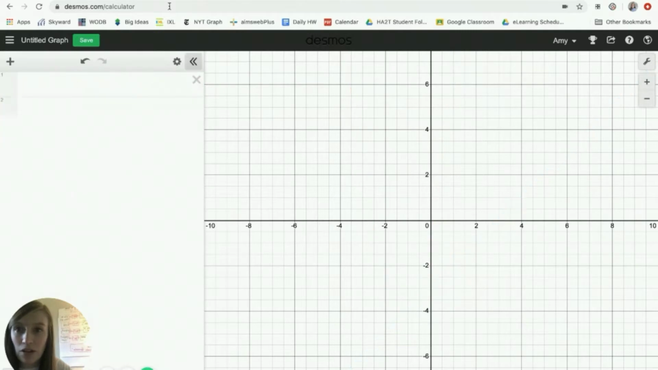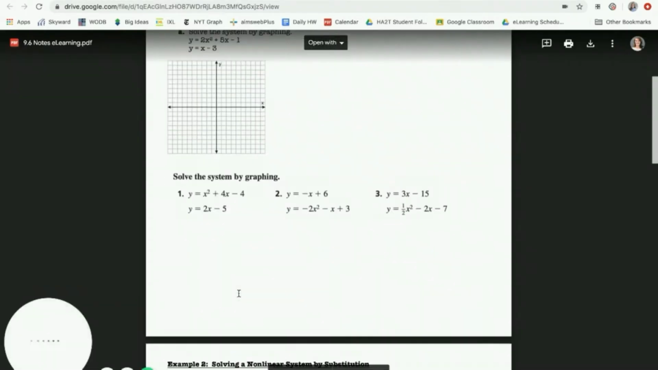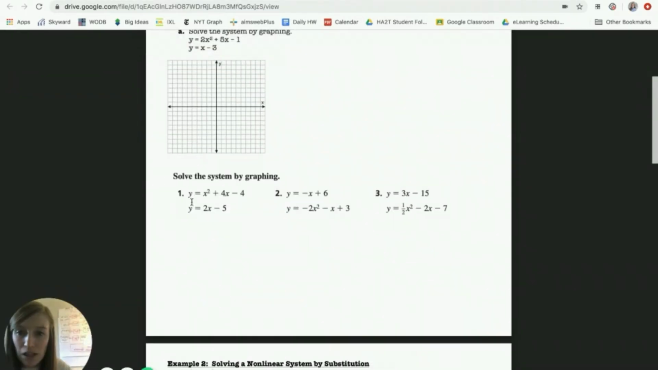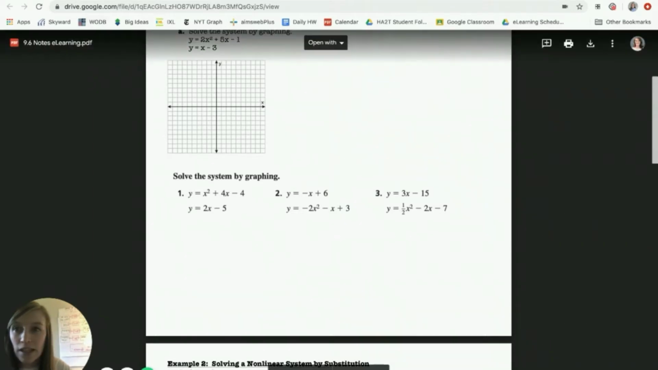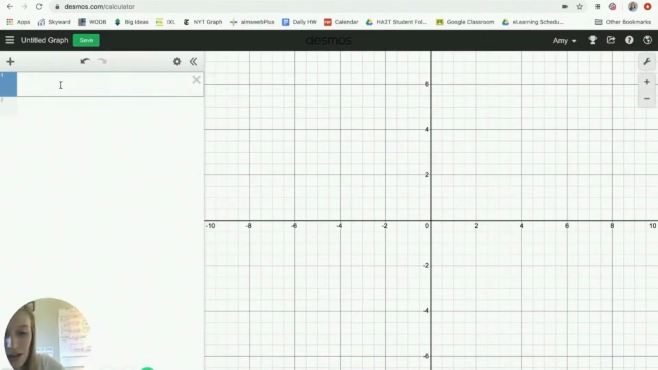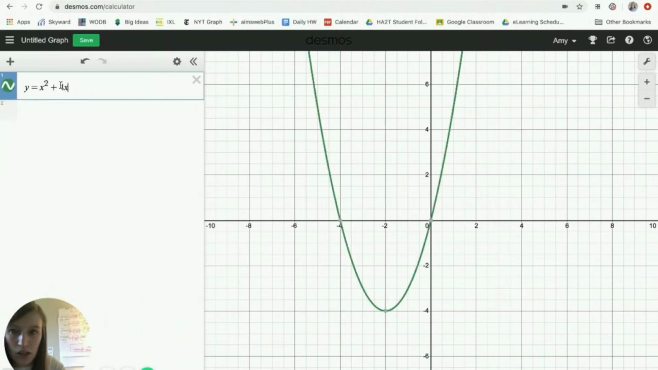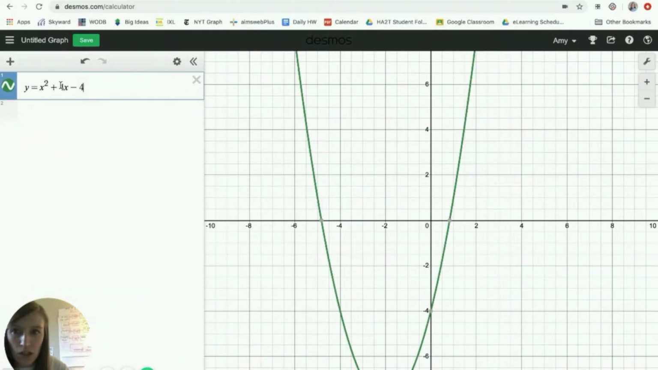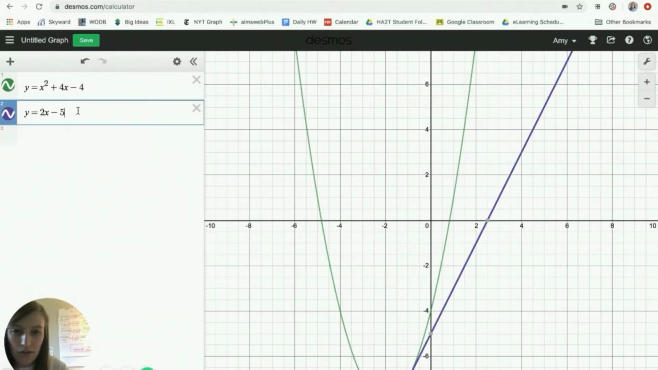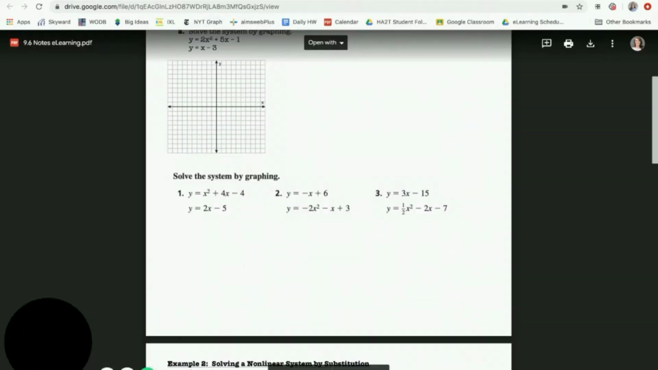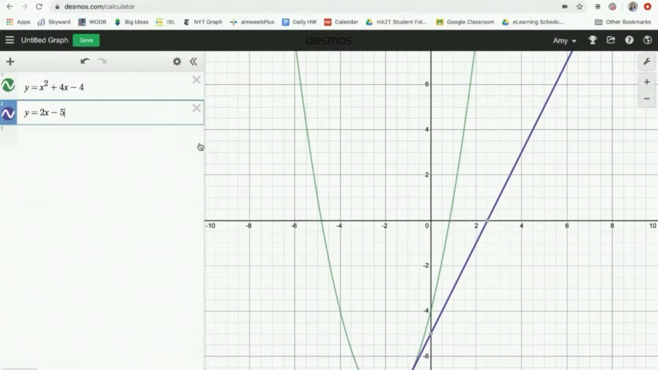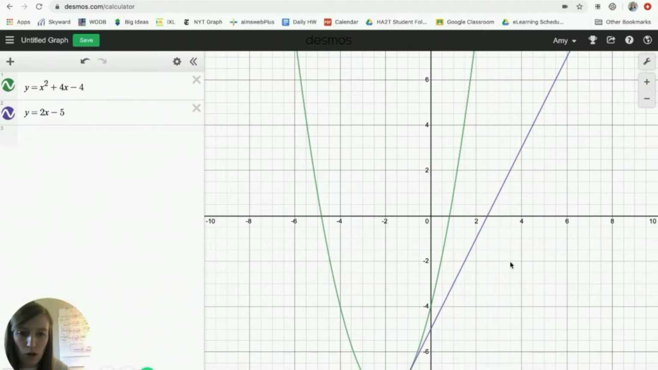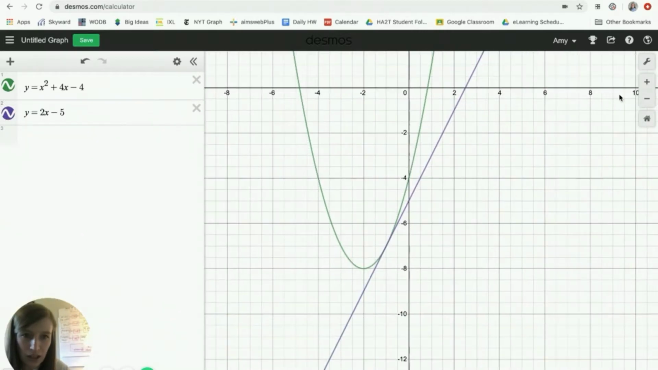Exit out of both of those. Next one says x squared plus 4x minus 4 and 2x minus 5. Y equals x squared plus 4x minus 4. And it was y is equal to 2x minus 5. I'm going to have to move things around here. Let me just double check that I put them all in correctly. Good. Okay. We're going to scroll this down here.